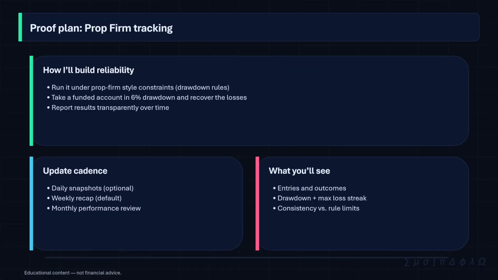Here's how I'm going to prove this properly. I'll run the system under prop firm style constraints. I'll take a funded account in 6% drawdown and recover the losses. Then I'll report the results over time, not one lucky week, but consistent reporting. You'll see entries, outcomes, drawdown, max losing streak, and whether it stays within realistic rule limits.